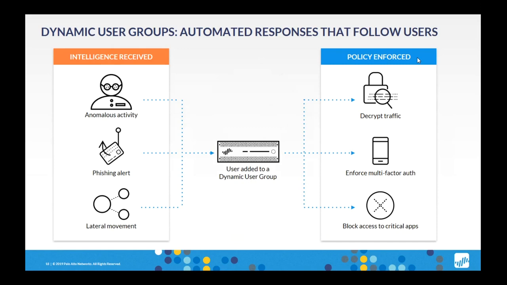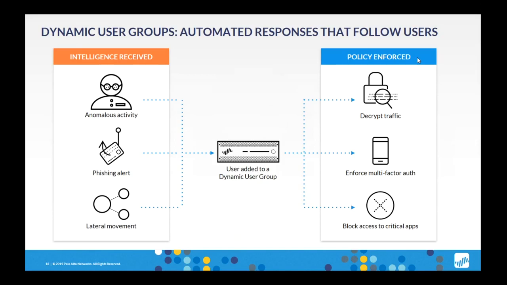Okay, so in case of such advanced attacks, when you use dynamic user groups with Palo Alto, all of the activity will be monitored, and it will assign a risk score to the user. When a user is added to a dynamic user group, rather than a static user group from the Active Directory, it is monitored by the Palo Alto firewall, and the risk score is assigned.